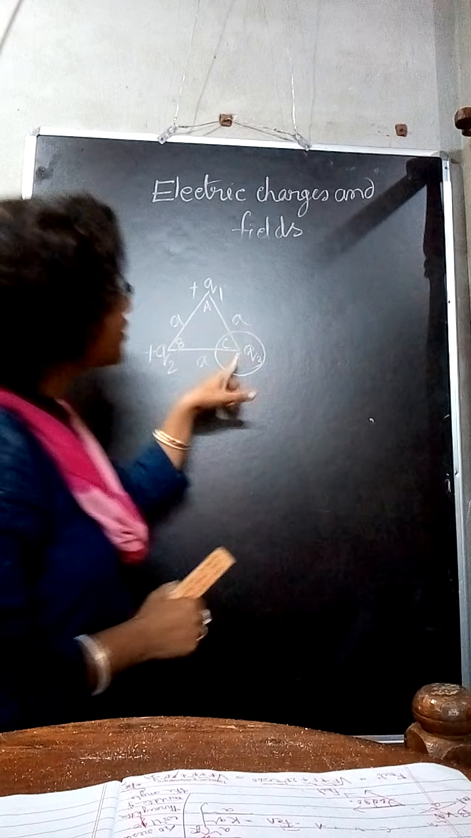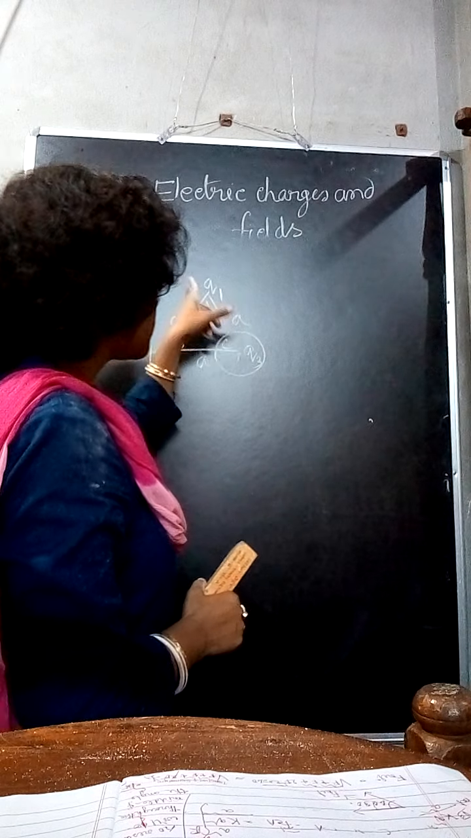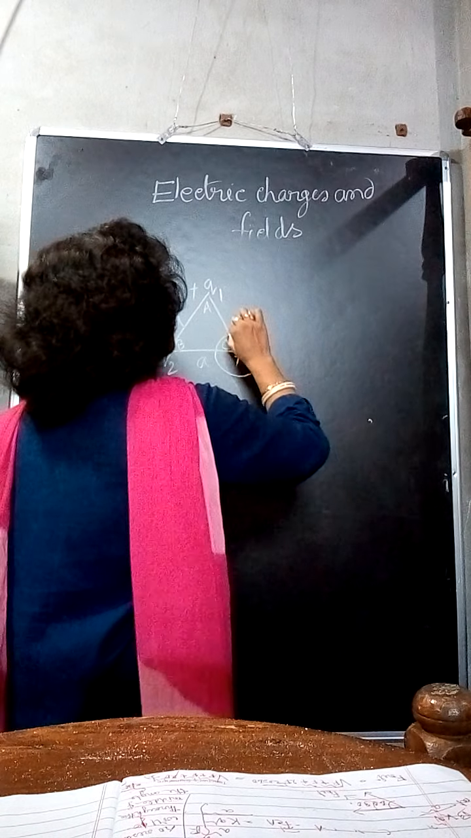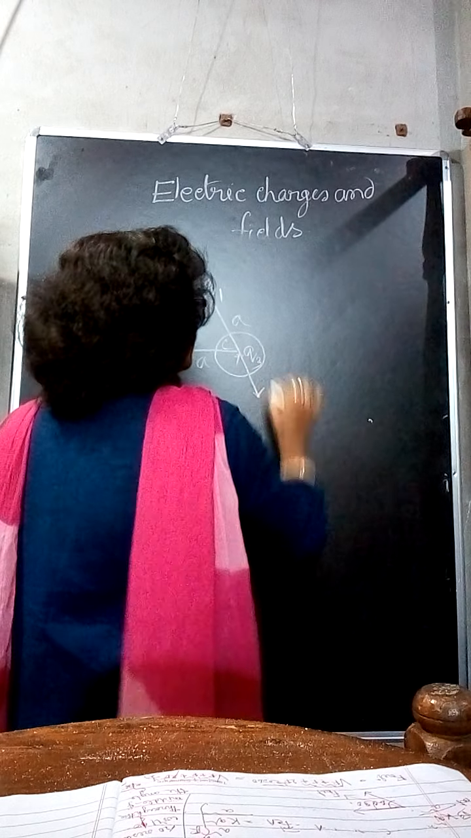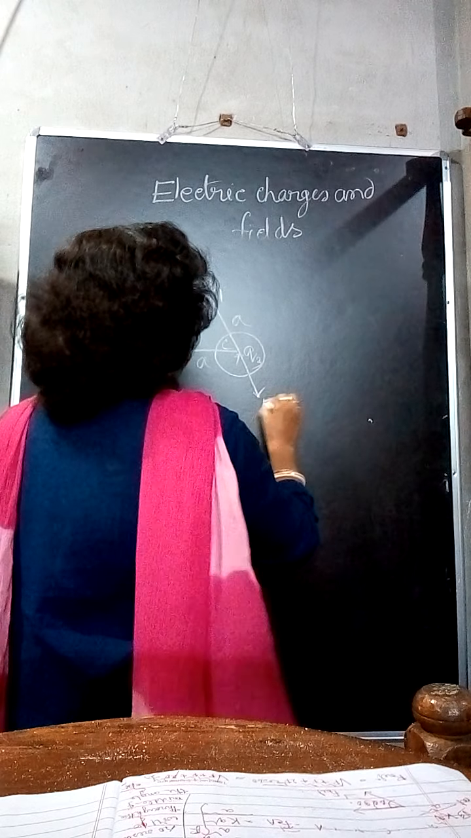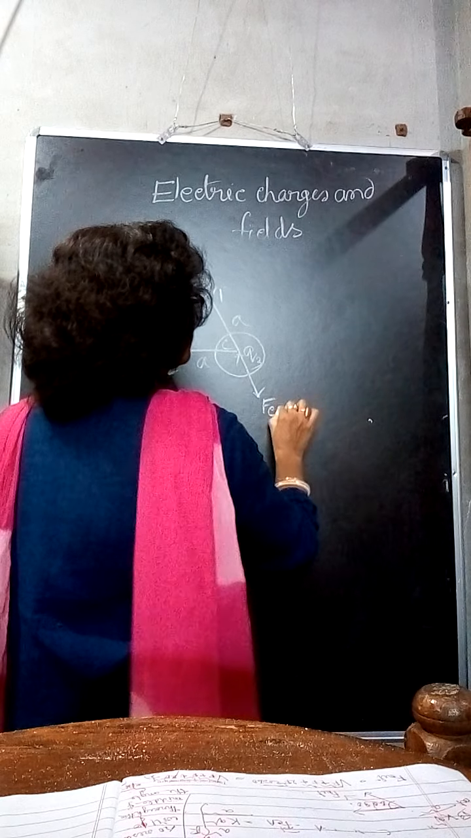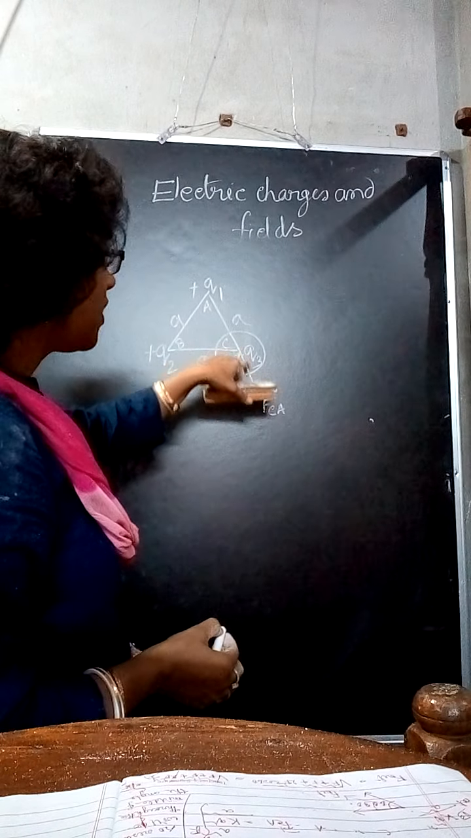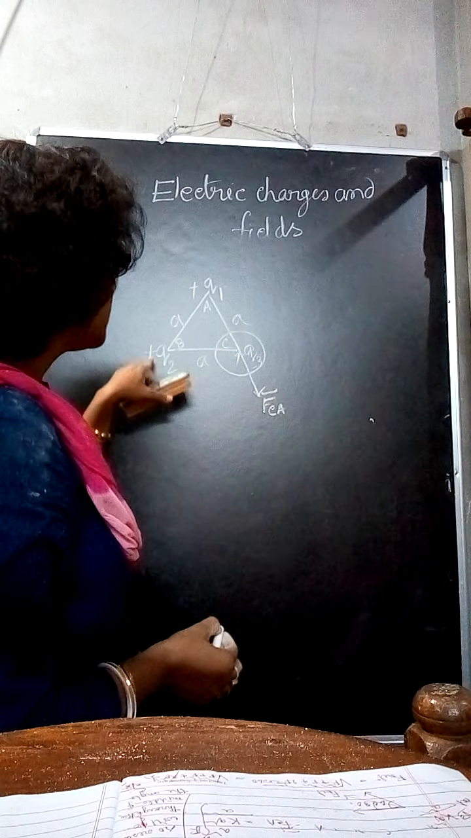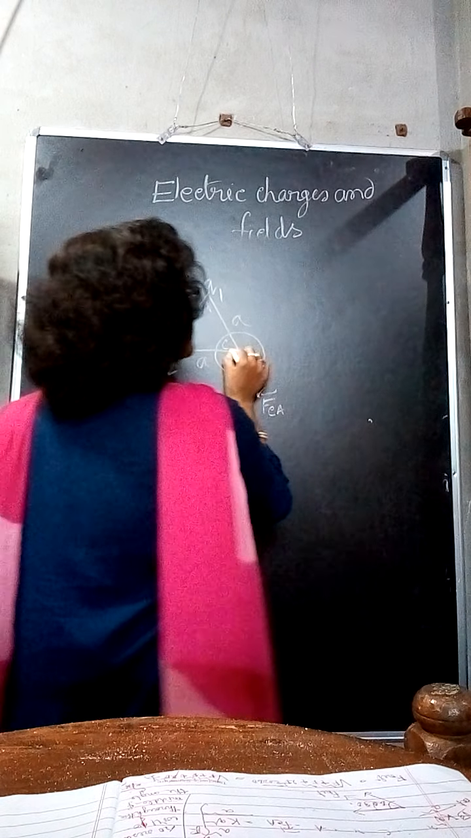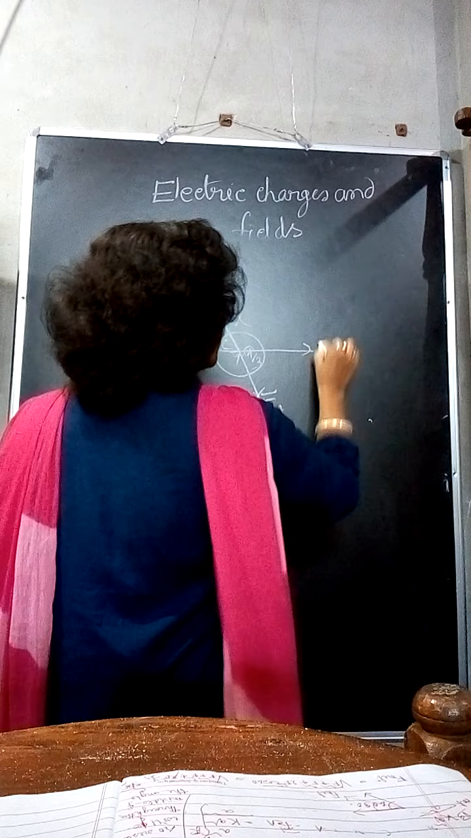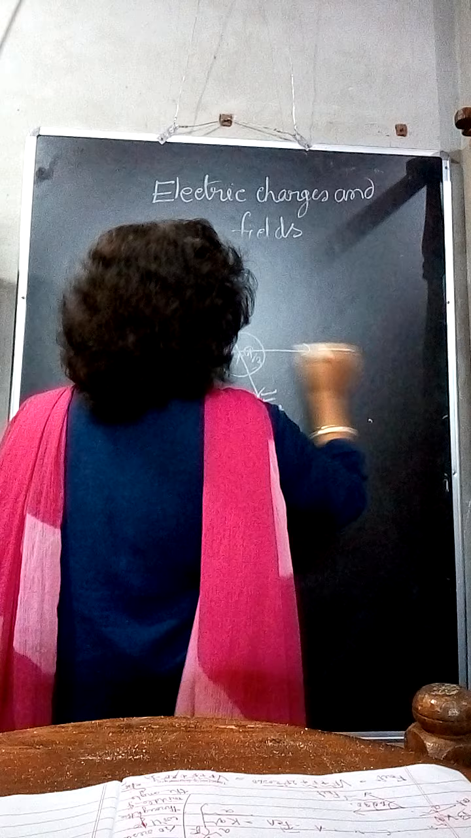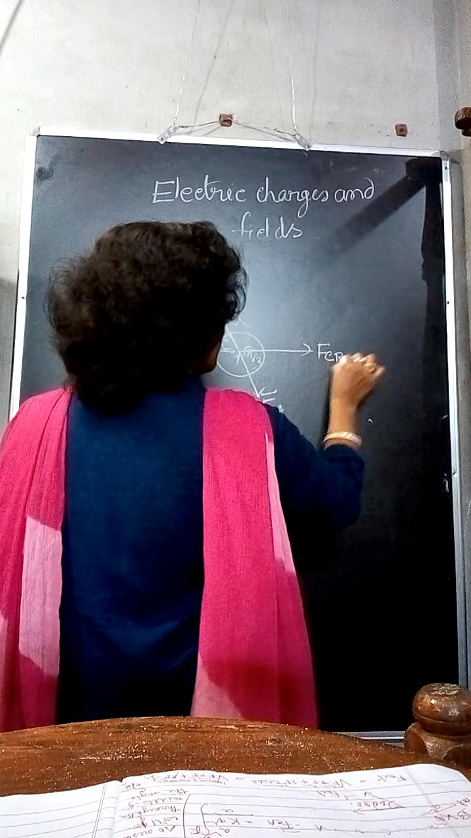Now the force on charged body Q3 due to Q1, its direction will be along the line, it is F on C due to A. The force on charged body Q3 due to Q2, its direction will be this side, it will be F on C due to B.